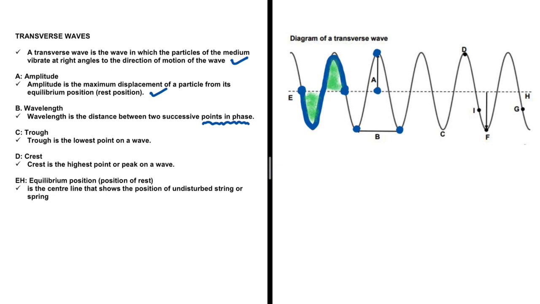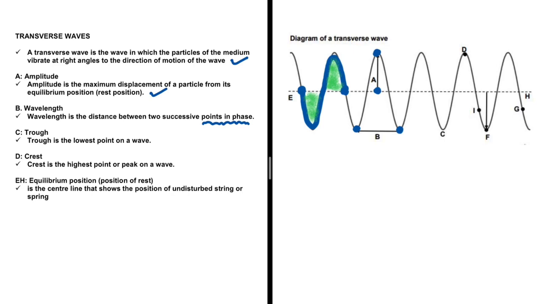That gives us a wavelength, one complete wavelength. So right, that is what we mean when we say wavelength. In the examination, a question can ask you to calculate the wavelength, or you can be given measurements on a transverse wave like this one we have, and you need to give the wavelength. So right, that is wavelength.